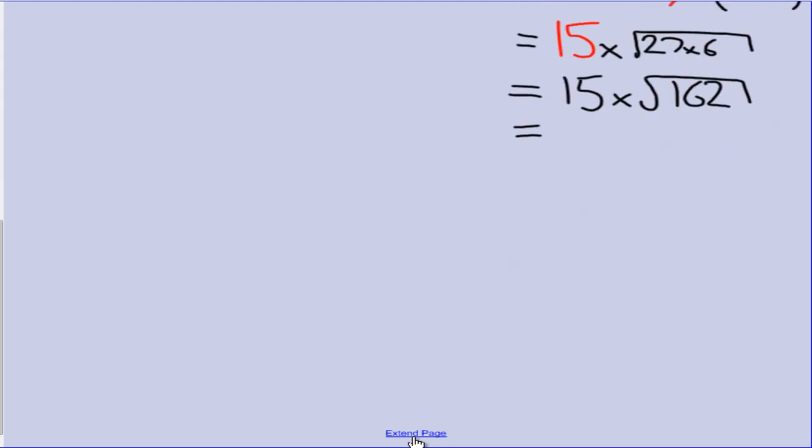So, let's go down a bit, give myself a little more room. 15 stays the 15, multiplied by, now I need to split this up into two factors, and one of those factors being a perfect square themselves. So have a think about that.